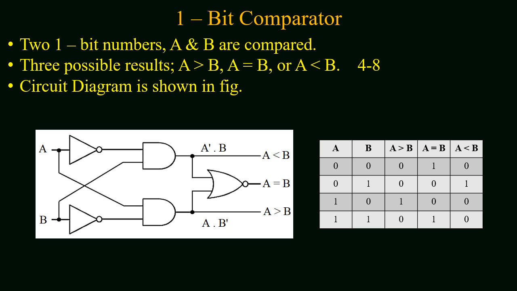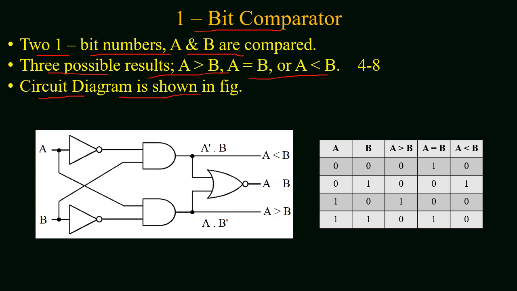Now we will start with a 1-bit magnitude comparator circuit. For instance, we have two 1-bit numbers, A and B, which are being compared. So we have three possibilities: A is greater than B, or equal to B, or less than B. Here, for comparison purposes, we will use the following circuit.